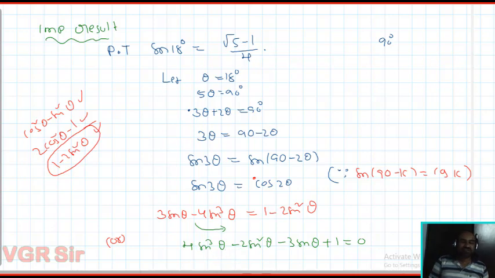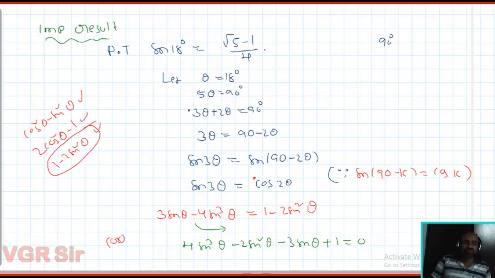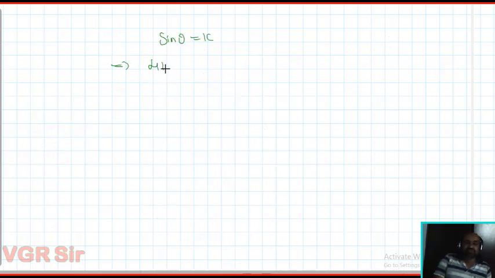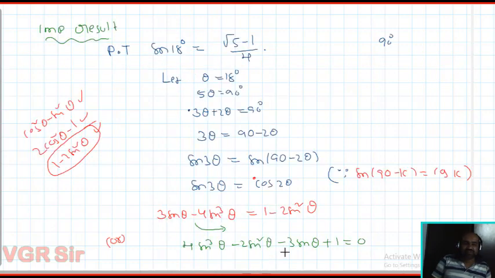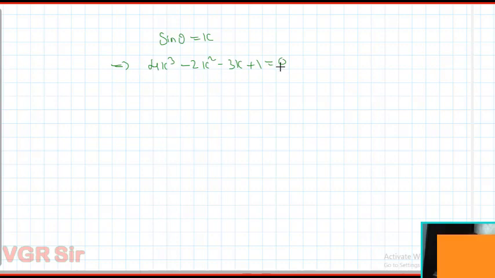Let sin theta equal to k. Sin theta is taken as k. Observe here, students. Then this becomes 4k cube, since sin theta is taken as k, and sin cube means k cube. 4k cube minus 2k square minus 3k plus 1 equal to 0. This is a third degree equation in k.